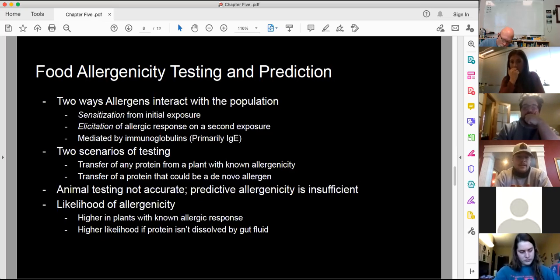Okay. Animal testing is not accurate. It is predictive of allergenicity, and it is insufficient. The likelihood of allergenicity is higher in plants with known allergic responses, and higher if the protein isn't dissolved by gut fluid. Next slide.